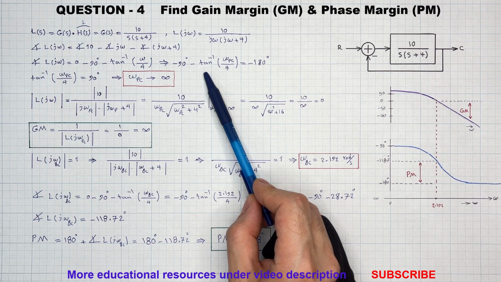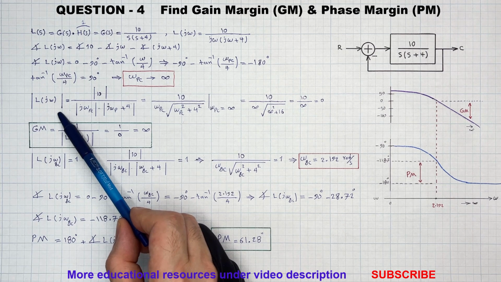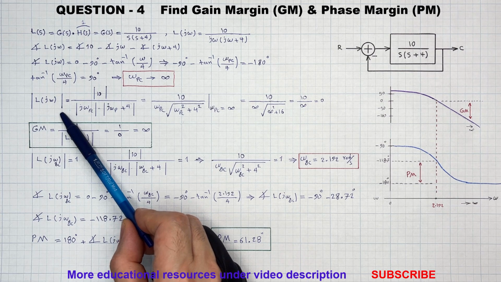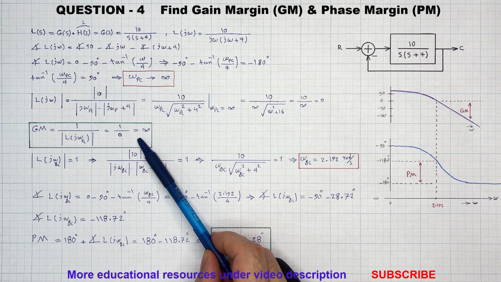To find the phase crossover frequency omega PC for GM, we set the angle of L of j omega PC to minus 180 degrees. After solving for omega, this implies omega PC is at infinity. And we determine the magnitude of L of j omega at the phase crossover frequency. As you can see here, when omega PC approaches infinity, this magnitude goes to 0. Therefore, the gain margin GM goes to infinity.